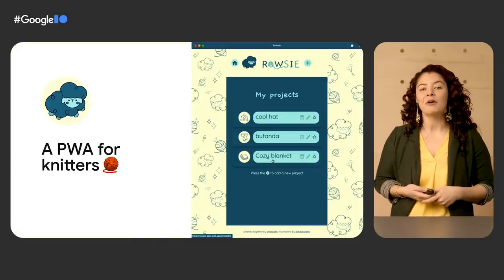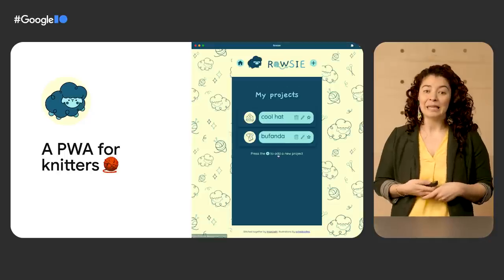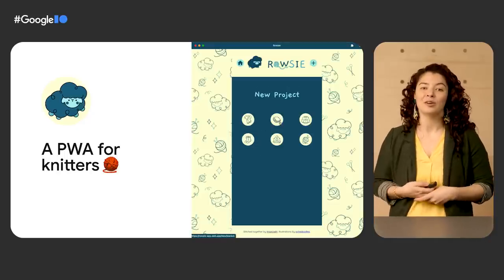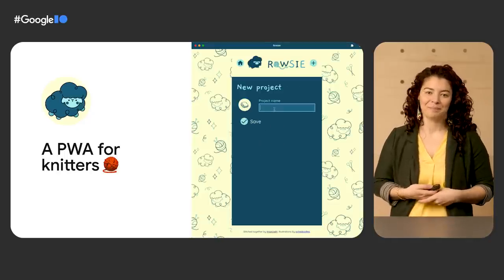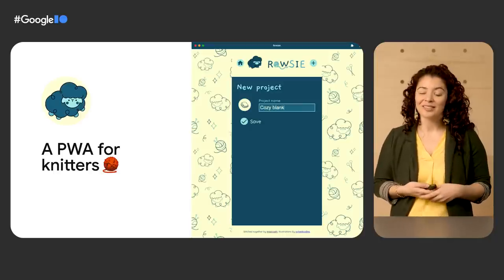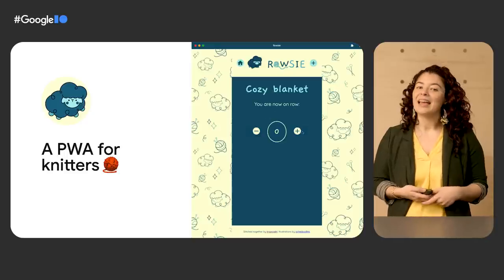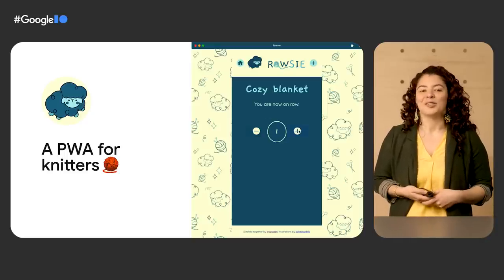Rosie is a row counter for knitting. Users save their projects and keep track of which row they are currently knitting in the pattern. It also uses capabilities like app shortcuts, sharing, notifications, and more. Now, let's go check out those features.